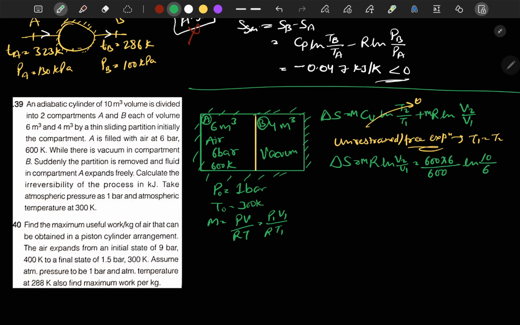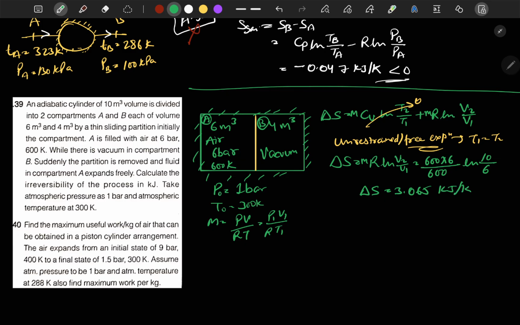Now if we calculate the values here, we get the value of delta S to be 3.065 kilojoule per Kelvin.